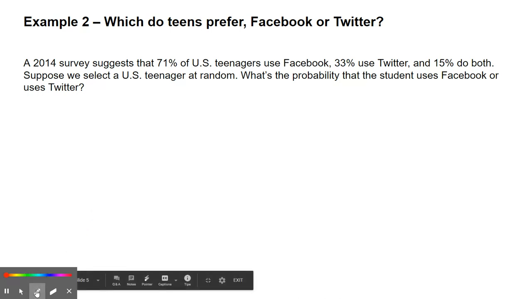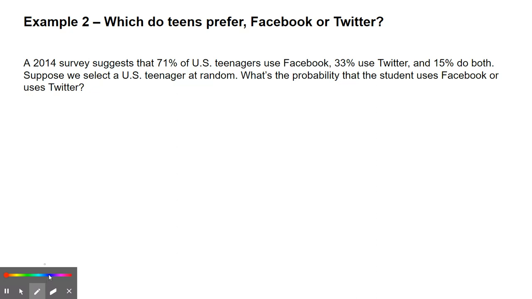Okay, example 2, which do teens prefer, Facebook or Twitter? I don't know if you prefer either right now. Isn't it TikTok or Instagram maybe? A 2014 survey suggests that 71% of US teens use Facebook, 33% use Twitter, and 15% do both. And again, here's that word both. Suppose we select a US teenager at random. What's the probability that the student uses Facebook or Twitter?